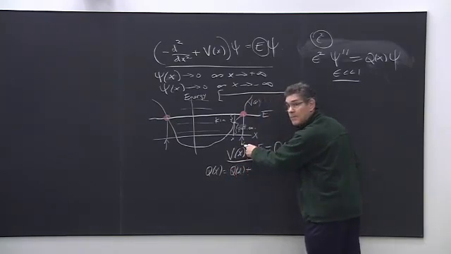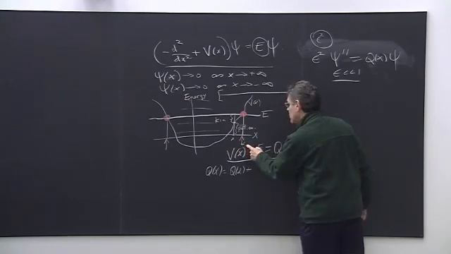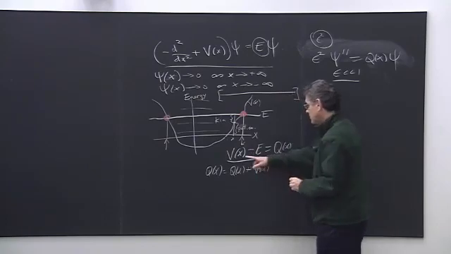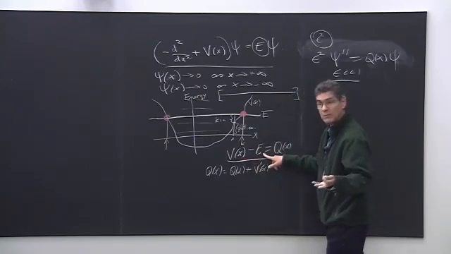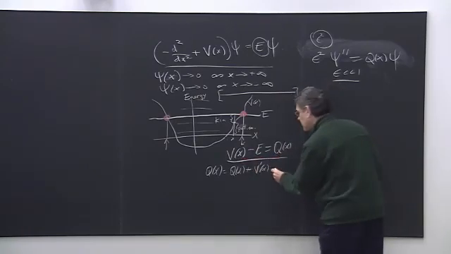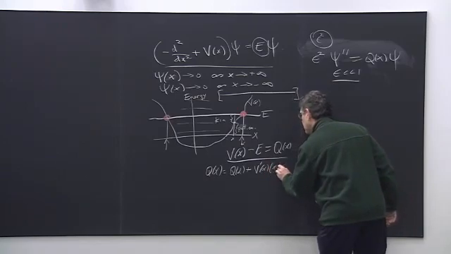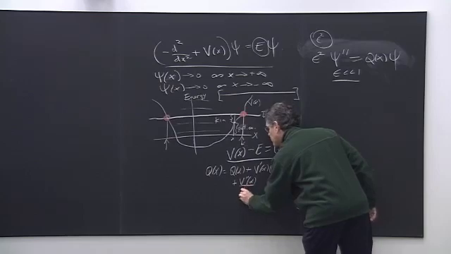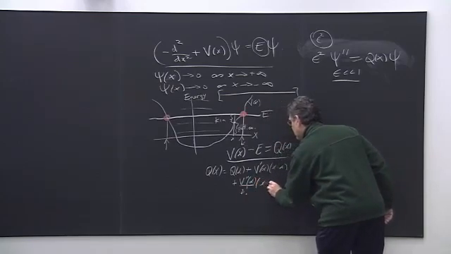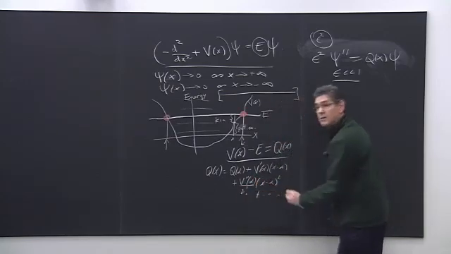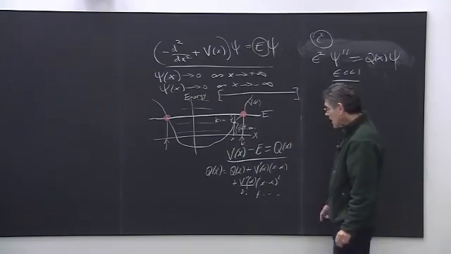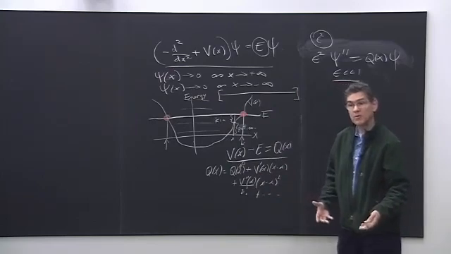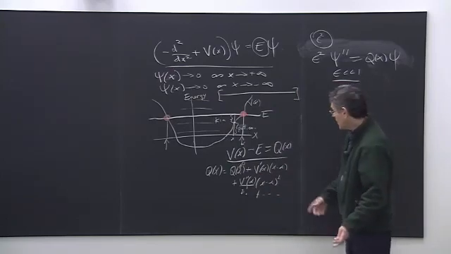and the next term will be Q prime evaluated at alpha. But Q prime would be V prime of alpha, because the derivative of E is 0, right? V prime of alpha times x minus alpha. And the next term would be V double prime of alpha over 2 factorial times x minus alpha squared, and so on. And of course, we know that Q of alpha is equal to 0 by definition, because it's a turning point. It vanishes.